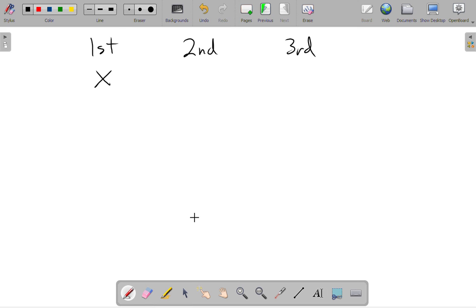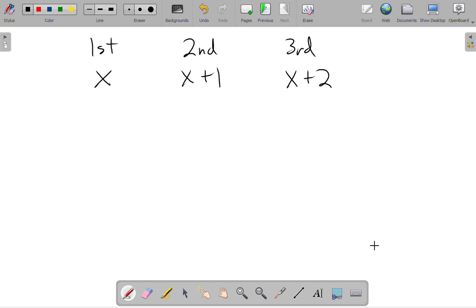If my first integer is X, what's my next one? X plus 1. How come sometimes we do X plus 2? Because that would be for even or odd. This just says 3 consecutive, it doesn't say even or odd. So X plus 1, X plus 2, that's our third. So these are our 3 consecutive integers.